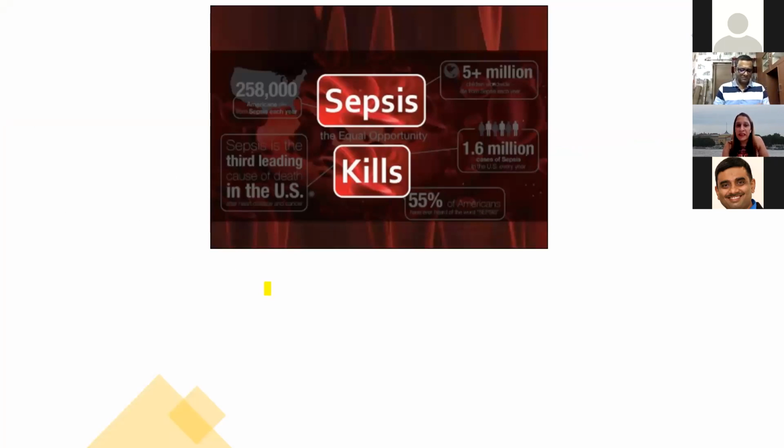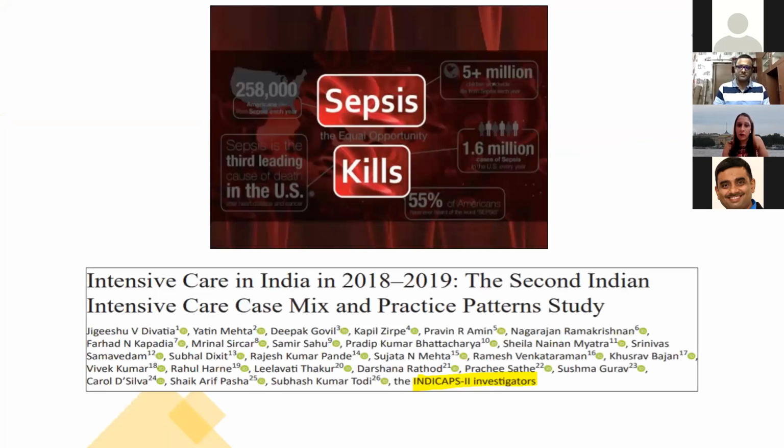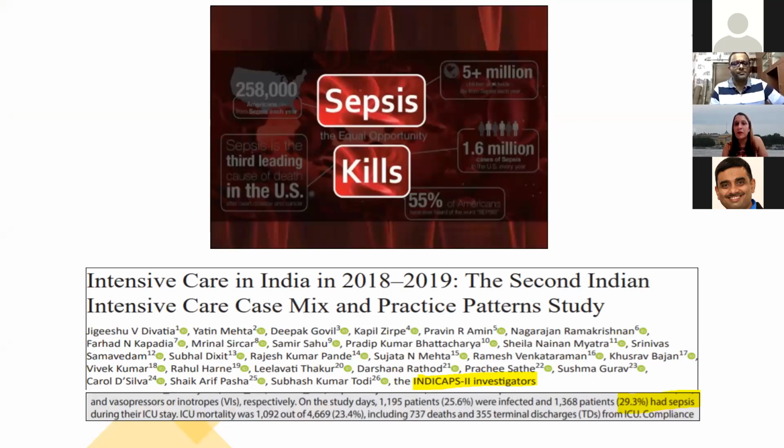And sepsis has been said to be the 3rd leading cause of death in the US, but not only in the US. The study of intensive care units, the case mix and practice pattern study, which came just last week, the INDICAPS 2 study, also says that up to 29% of Indian patients had sepsis during the ICU stay.